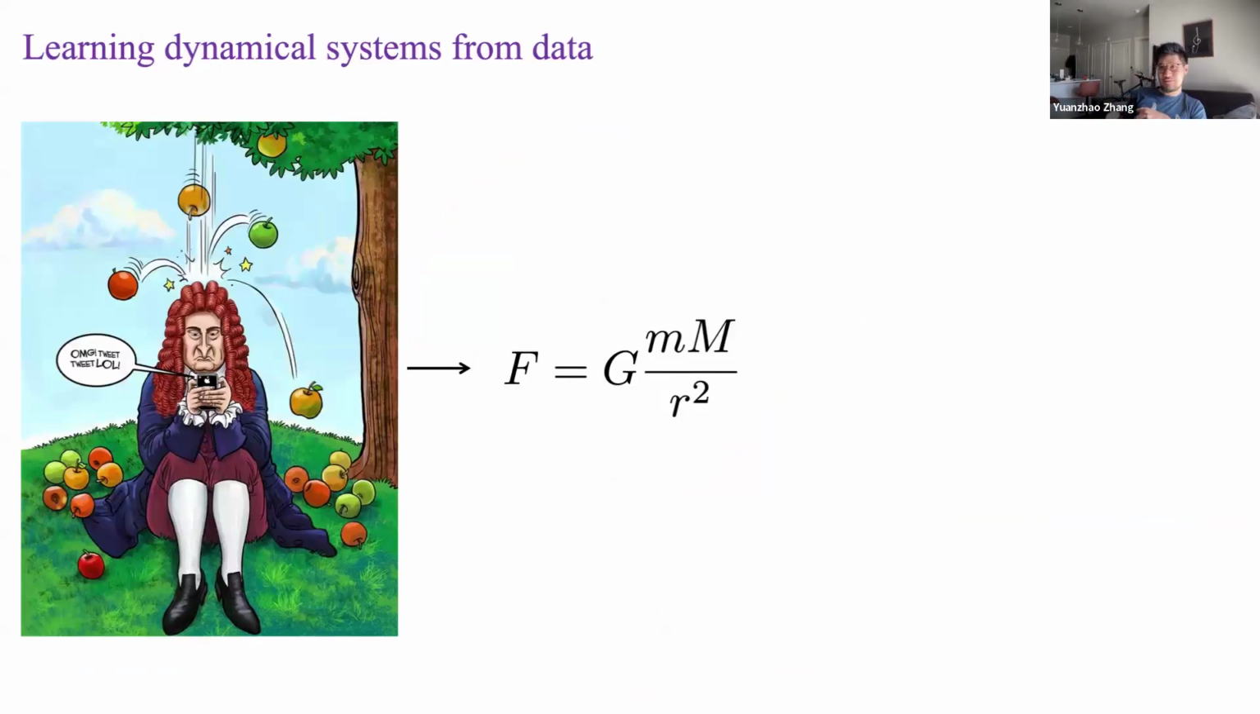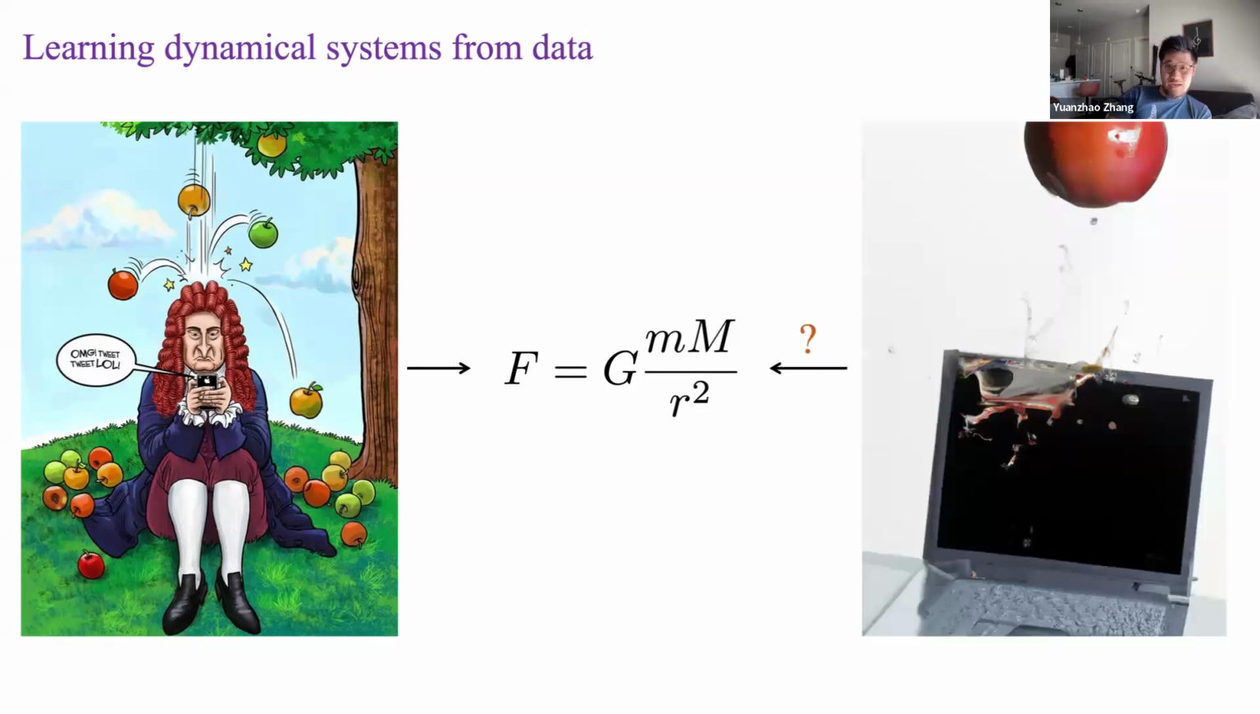The legend has it that Newton was sitting under a tree, down came an apple, up came Newton's law for universal gravitation. But not everyone is as smart as Newton. I know I'm not. So it'd be nice if we can have some kind of algorithm that can automatically turn data into some kind of physical law or governing equations. And this has been the dream that has driven the field of machine learning for dynamical systems for a while now.